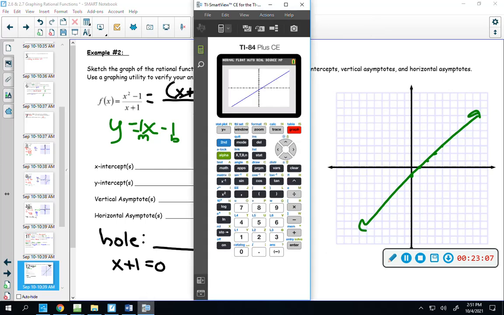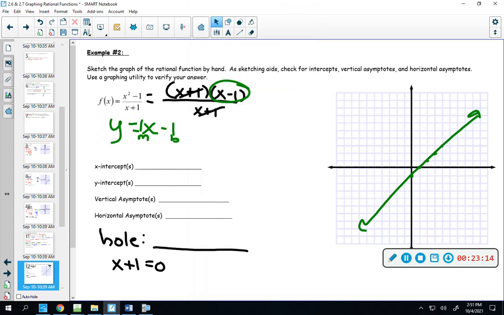Let's take a look at the graph. Looks pretty good. I like it. I like it a lot. Let's try to answer some of this stuff. Now, this is what I'm saying. I try not to do these two algebraically. Just make it easy on yourself.